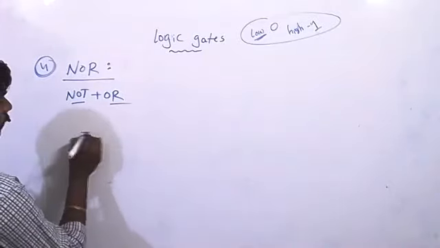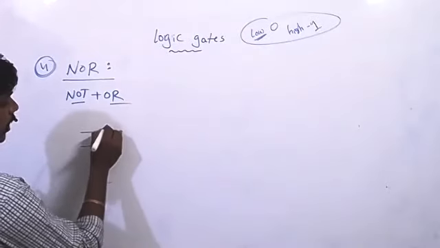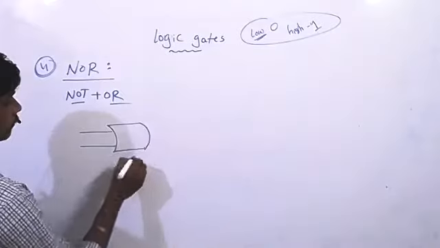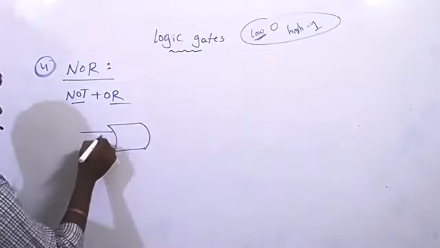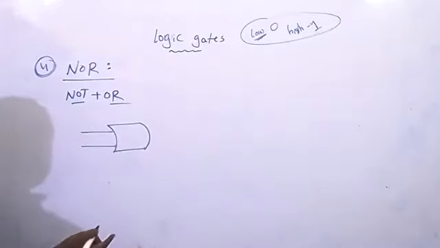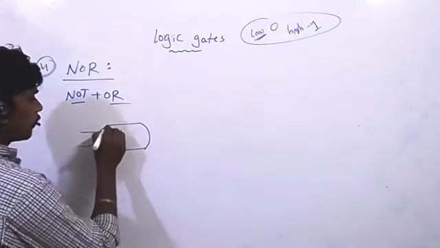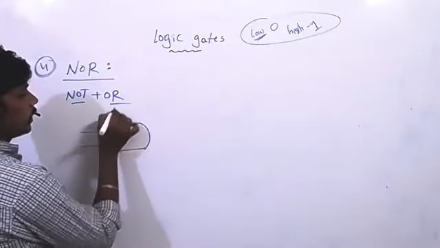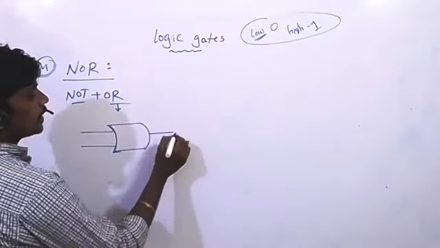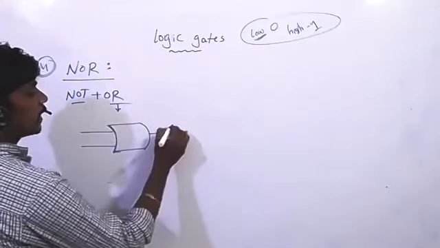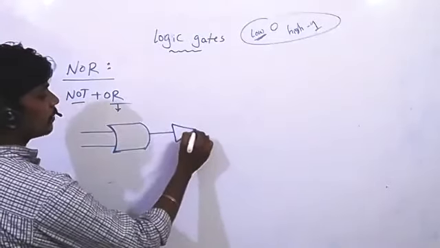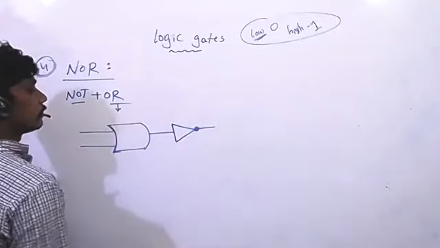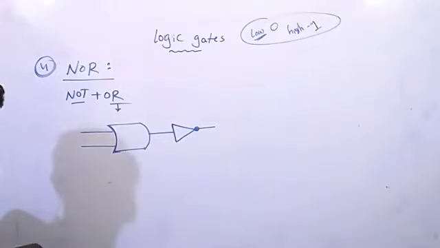So I will take the OR gate. Tell me, is it the OR gate symbol or not? Yes, sir. The OR gate symbol it is. Okay. And I am adding, it is the OR gate. To this OR gate, I am going to add the NOT gate. What is the NOT gate symbol? This is the NOT gate symbol, right? Clear, ma? Yes, sir.